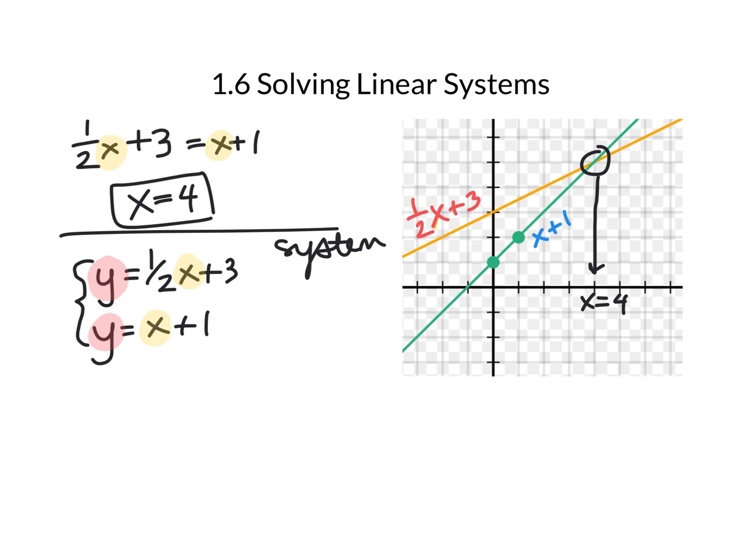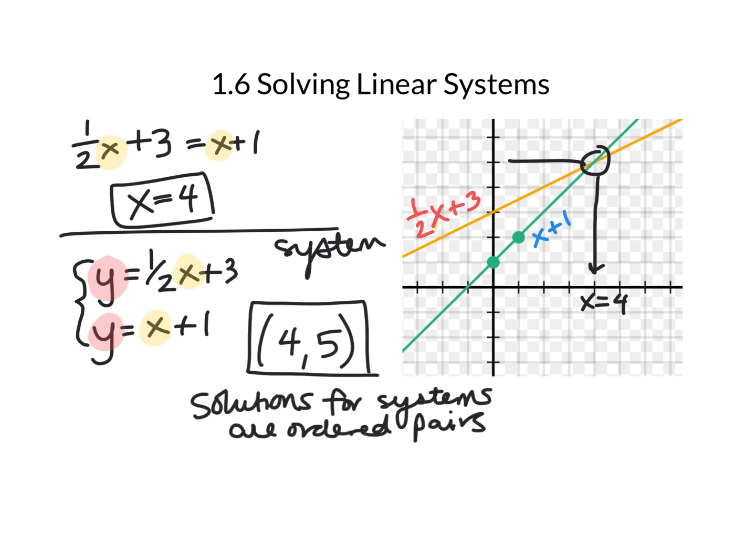So when we name our solution to this system of equations, we should be naming an ordered pair. So in this example, my solution is 4 for the x value, but we are also going to name the y value, which in this case is going to be 5. So my solution would be the ordered pair (4, 5). All right, so you should have a quick sketch of that, but you should definitely make note of the fact that solutions for systems are ordered pairs.